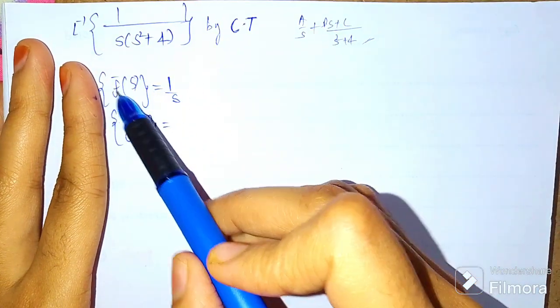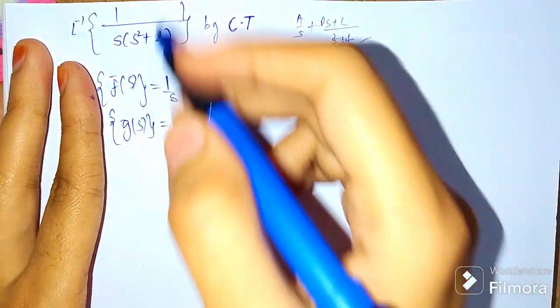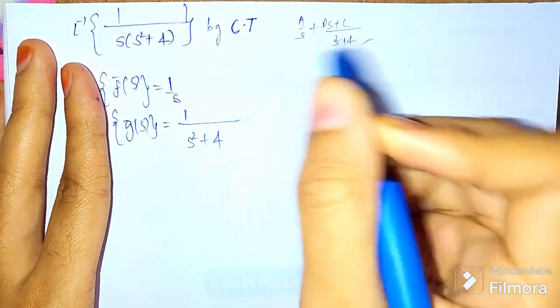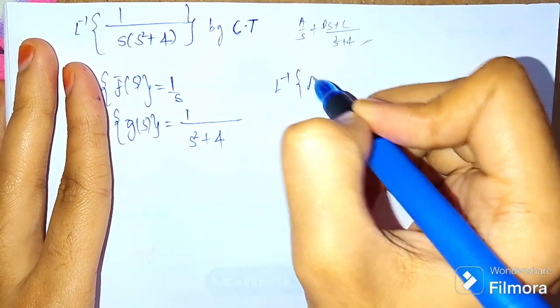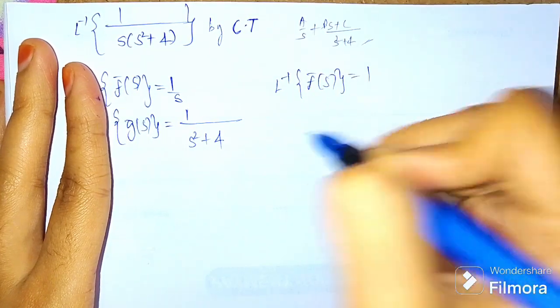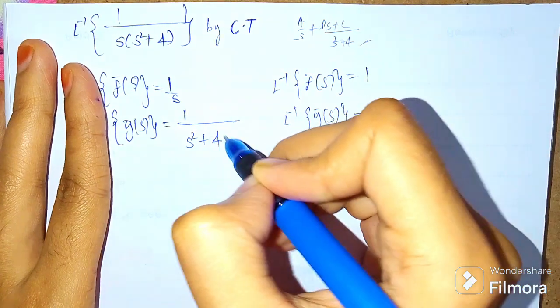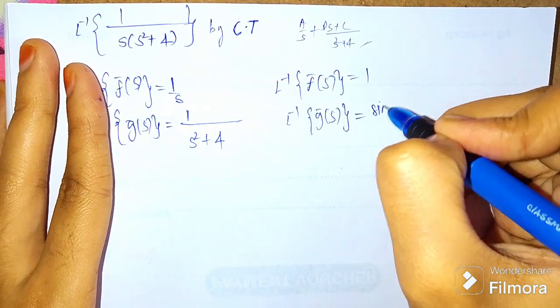Here my f bar of s is 1 by s and g bar of s is 1 by s square plus 4. Then Laplace inverse of f bar of s is 1, and Laplace inverse of g bar of s is 1 by 2 square plus... so it will be sine 2t by 2.